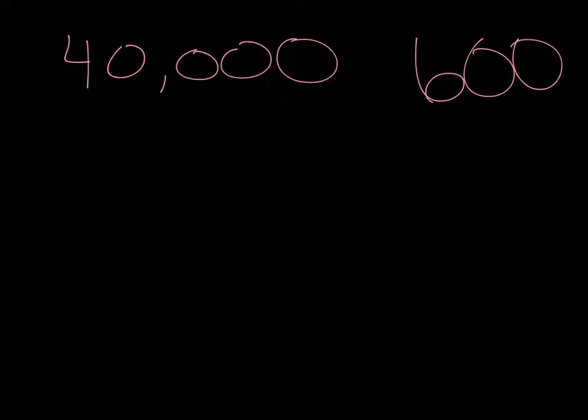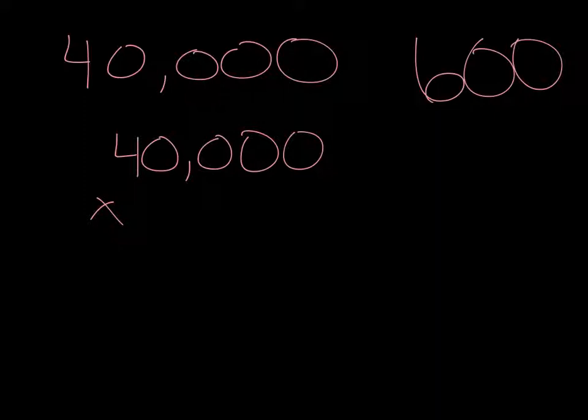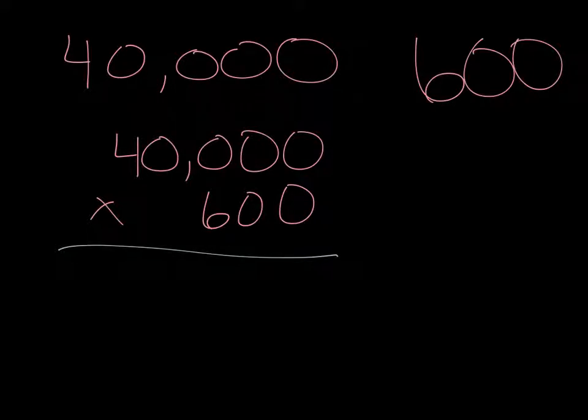And this is an important skill to have because in real life, we actually end up doing more math with large numbers like this than we often do with small numbers. So we're going to take 40,000 times 600. But we're going to do a little bit of math magic on this. We'll just do it normal and then we'll look at how that could be changed.